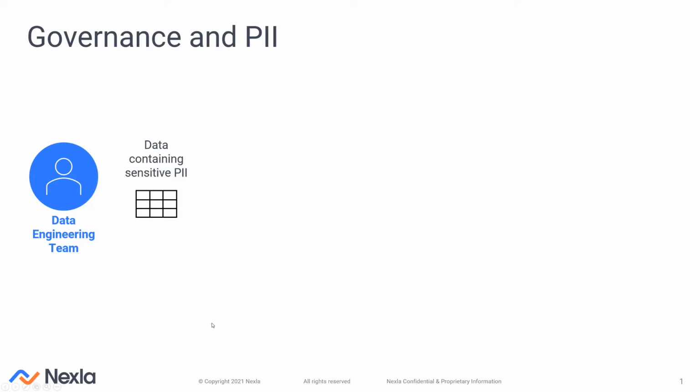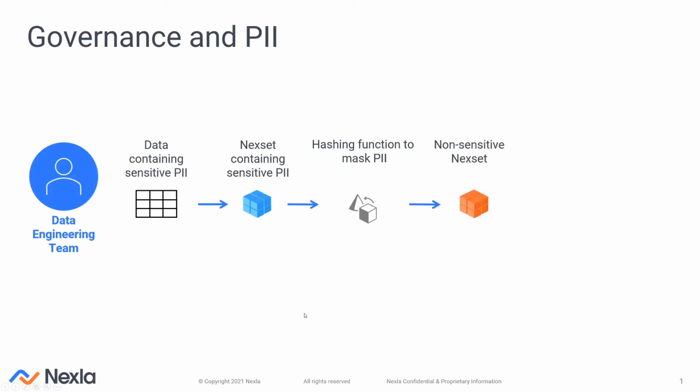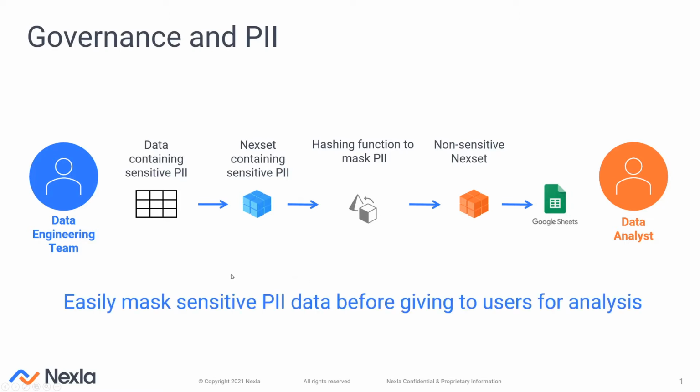The engineer, or anyone, can just use Nexla to automatically ingest this data and create a Nexset, on which we will apply a hashing function to mask the PII, and make the resulting non-sensitive Nexset readily available to the analyst in Google Sheets. This is a complicated data flow, and we're going to do it in just a few minutes and show how easy it is with Nexla to do this. We're going to easily mask sensitive PII data before giving it to users for analysis so that we are sure that PII is masked and the data analyst team can still do their job.